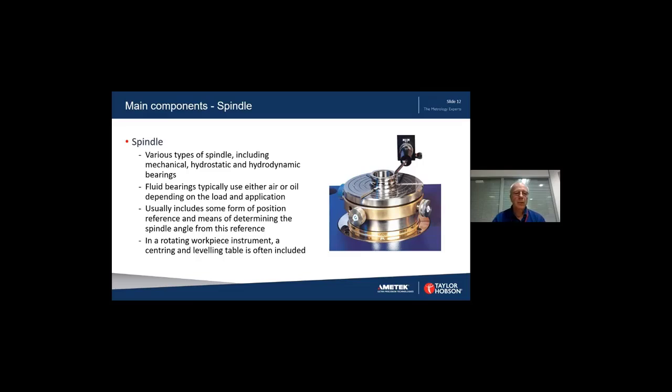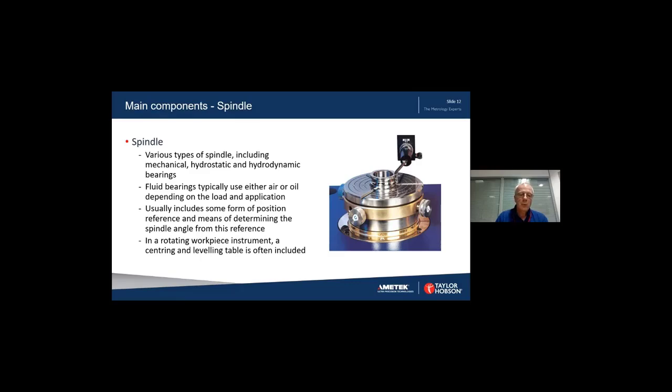Moving on to the spindle, this is obviously vital to the operation of this type of roundness measurement instrument. Various types of spindles are used depending on the application and the load requirements. Hydrostatic bearings use either air or oil and are very common these days. For the measurement of roundness, the spindle or spindle drive needs to provide some reference as to its position relative to a 0-degree reference point.